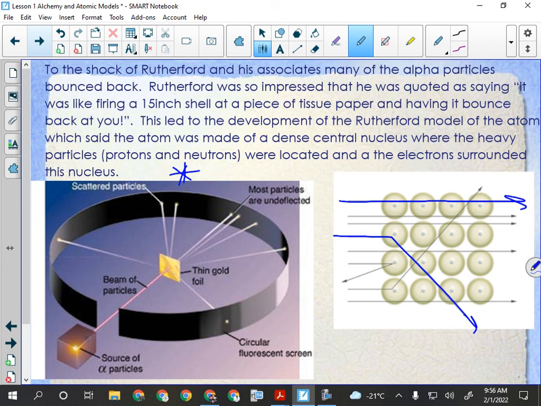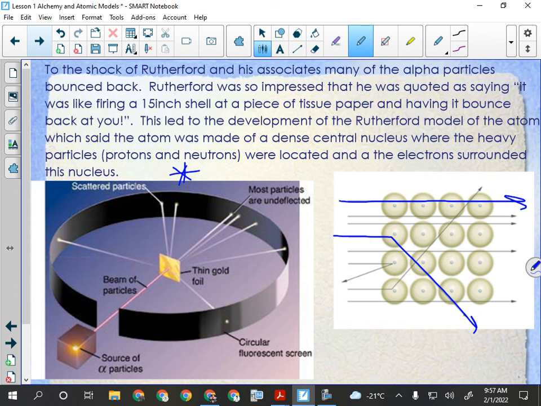Okay? So this experiment is super important, and people accepted that in the nucleus of an atom are the large particles, the protons and the neutrons. This experiment proved that without a doubt. But scientists are never happy. You can never please everybody.